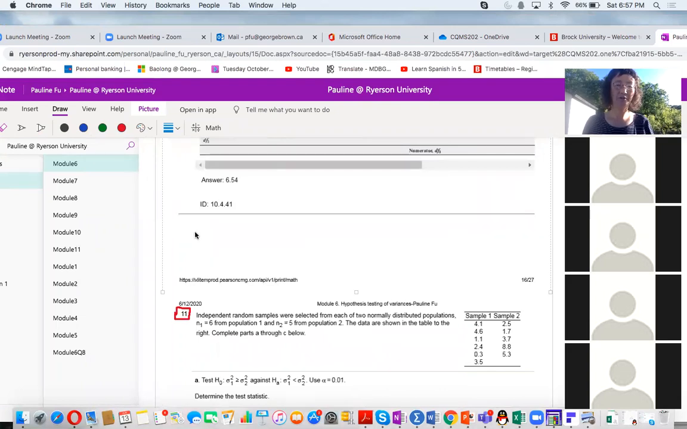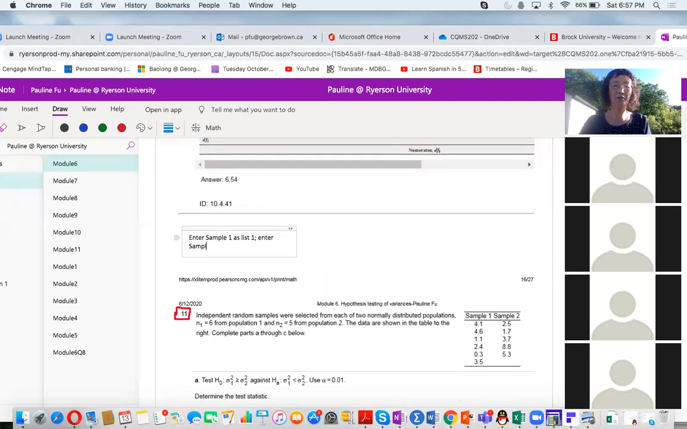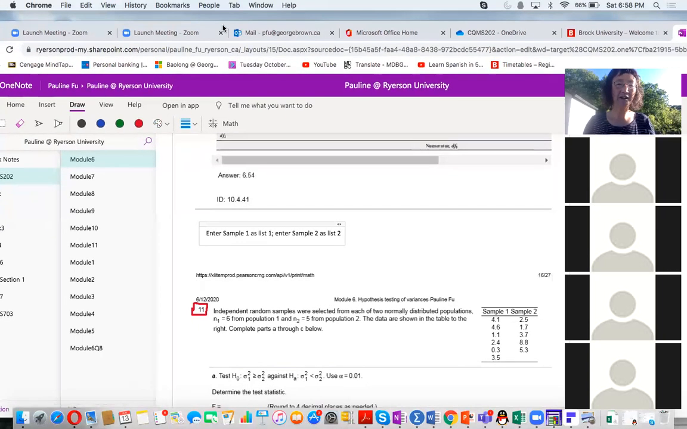Need to write a note here. Enter sample 1 as list 1 on your calculator. Enter sample 2 as list 2 again on your calculator. So if you have a calculator, I give you a few moments. You can get a taste of what it feels like using the calculator. So this is my list 1, sample 1, and this is my list 2, sample 2.